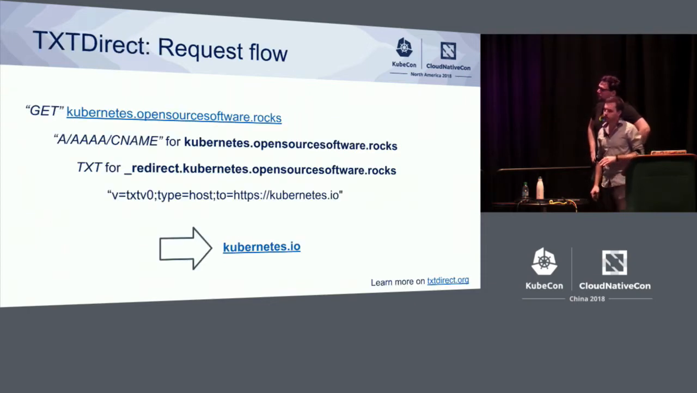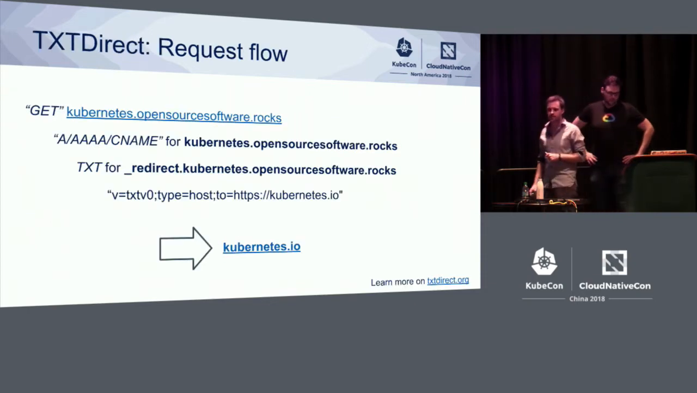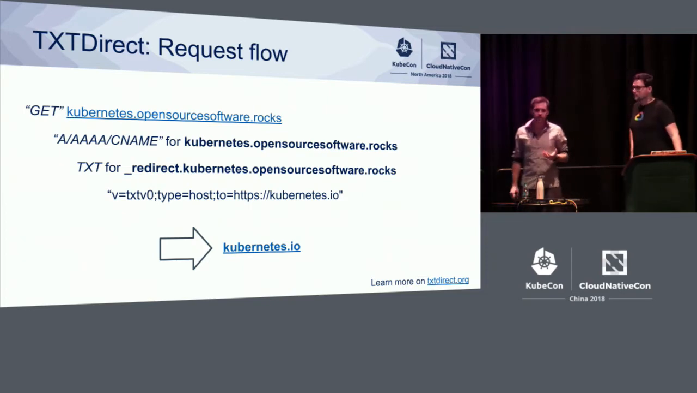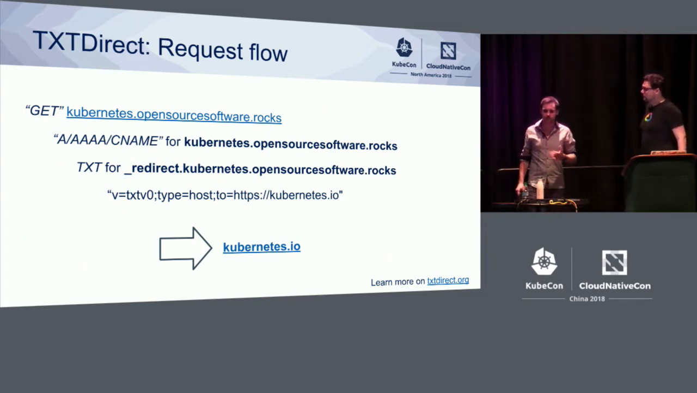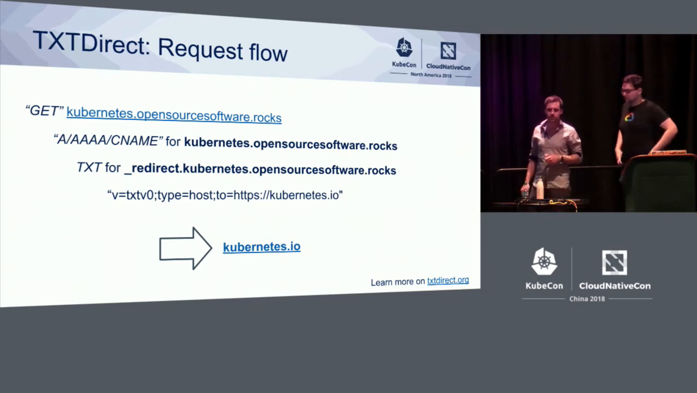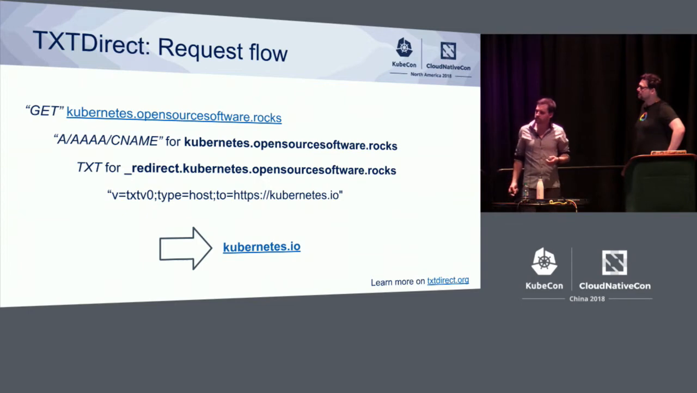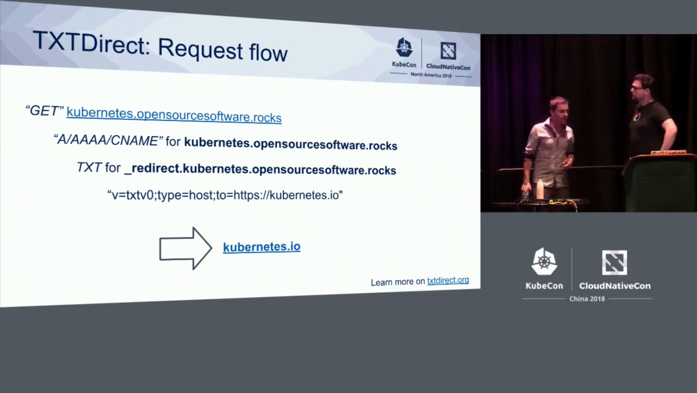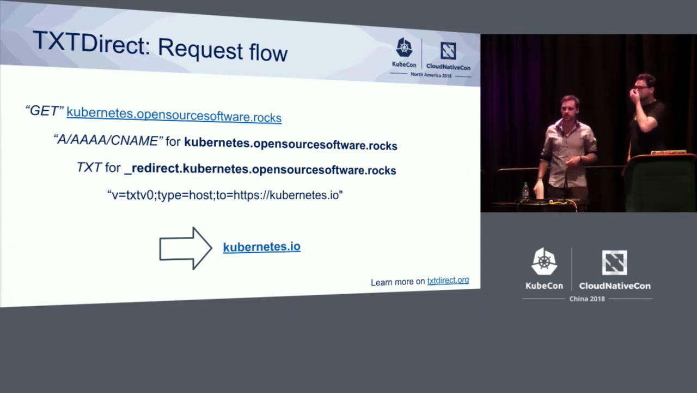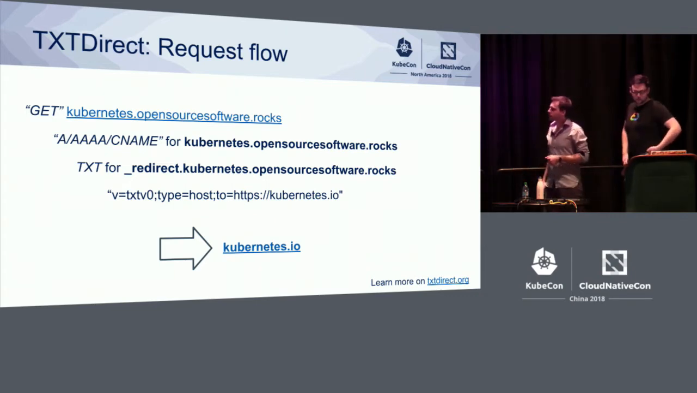So let's look into how the request flow for TXTDirect works. We're Kubernetes fans, so we look up kubernetes.opensourcesoftware.rocks because we know that's true. We enter that in the browser. As always, the browser looks up which server we actually need to contact for that, so it will look up an A or CNAME record for kubernetes.opensourcesoftware.rocks. Then the request comes into the TXTDirect instance, which is by default completely stateless.